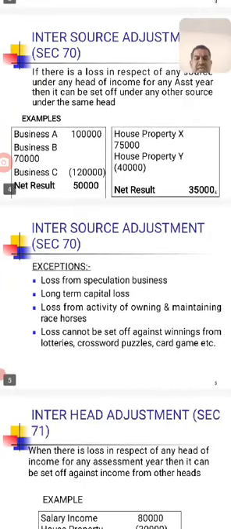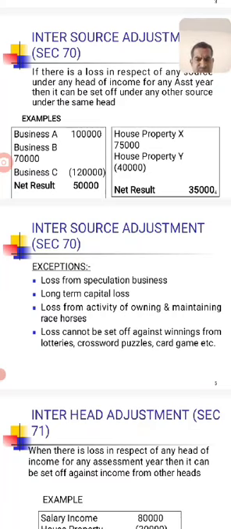Next we see inter-source adjustment, Section 70. Some exceptions we have. The first exception is loss from speculation. The loss from speculation can be set off against speculation income only. Speculation loss cannot be set off against any other source of income or any head of income.